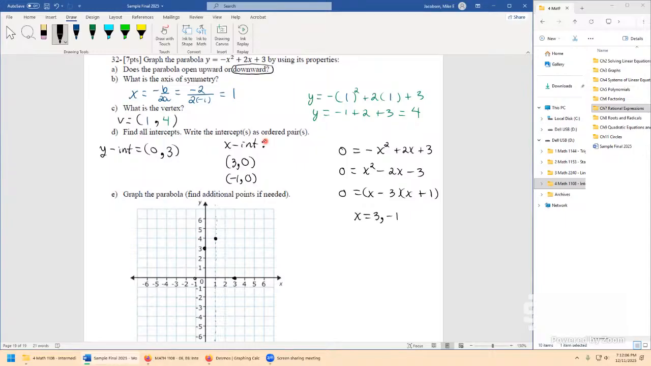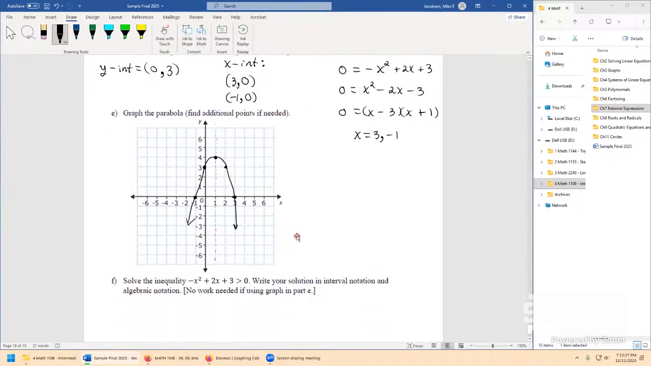3, 0 is here, -1, 0 is here. Notice they're the same distance away from the axis of symmetry. Likewise, because we have an axis of symmetry, I also know there's a point here, and the graph of the whole parabola goes about like this. It's freehand, so it's not perfect, but that'll do the job. Well, we did it, folks.